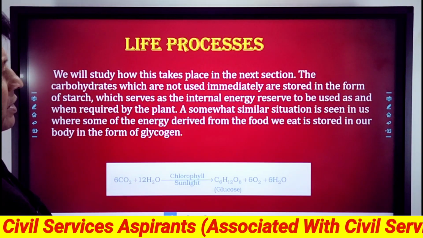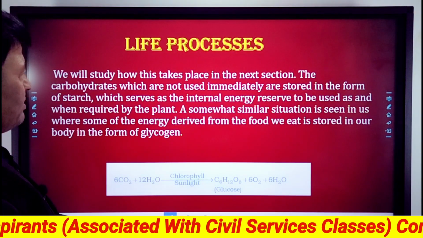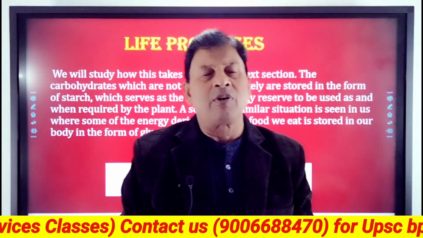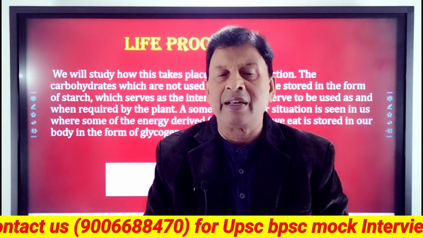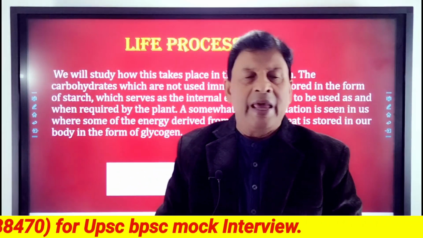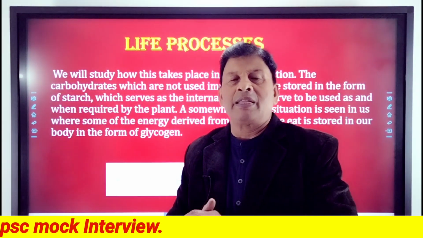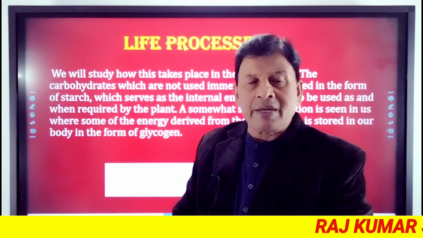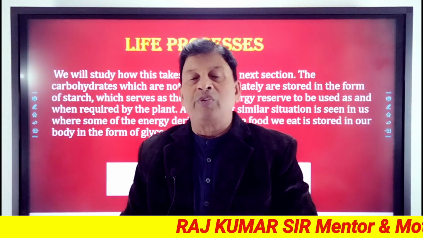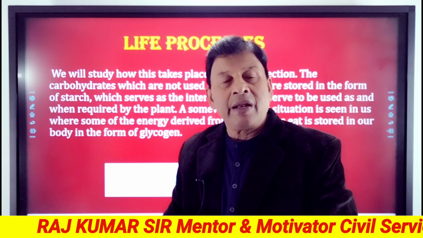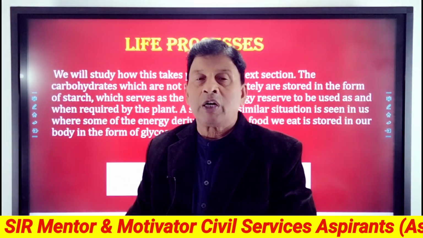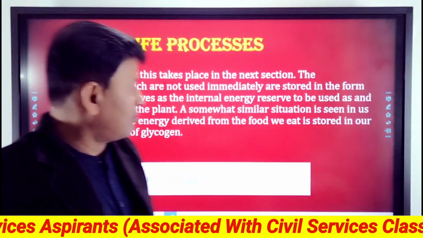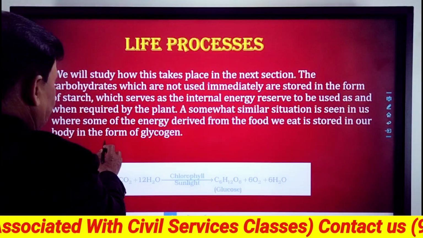Now the carbohydrates which are not used immediately are stored in the form of starch, which serves as the internal energy reserve to be used as and when needed by the plant. A somewhat similar situation is seen in us, where some of the energy derived from the food we eat is stored in our body in the form of glycogen.